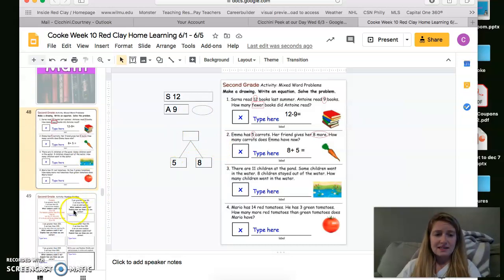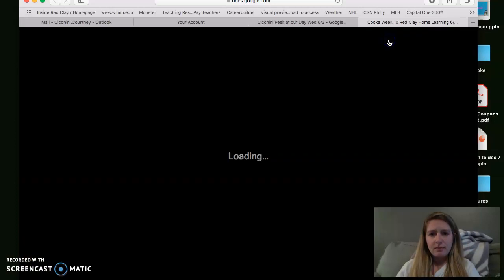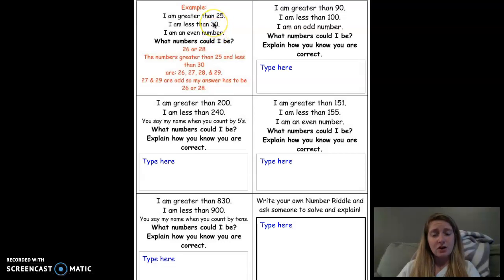All right, let's look at the second activity. The second activity is called number riddles. And they have an example for us, and I'm going to put this in present so we could see it a little bit bigger. So they will give you some clues, and you have to figure out the number that they are talking about and tell why.